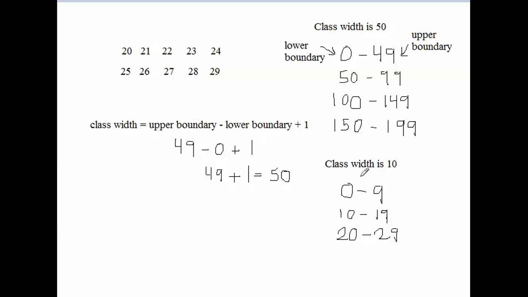Let's do the same thing down here for the class width of 10. Here we have our lower boundary. Here we have the upper boundary. You take the upper boundary of 9, subtract the lower boundary of 0, and then add 1 at the end. 9 minus 0 is 9, and then 9 plus 1 is 10. So we get our class width of 10 using this formula.